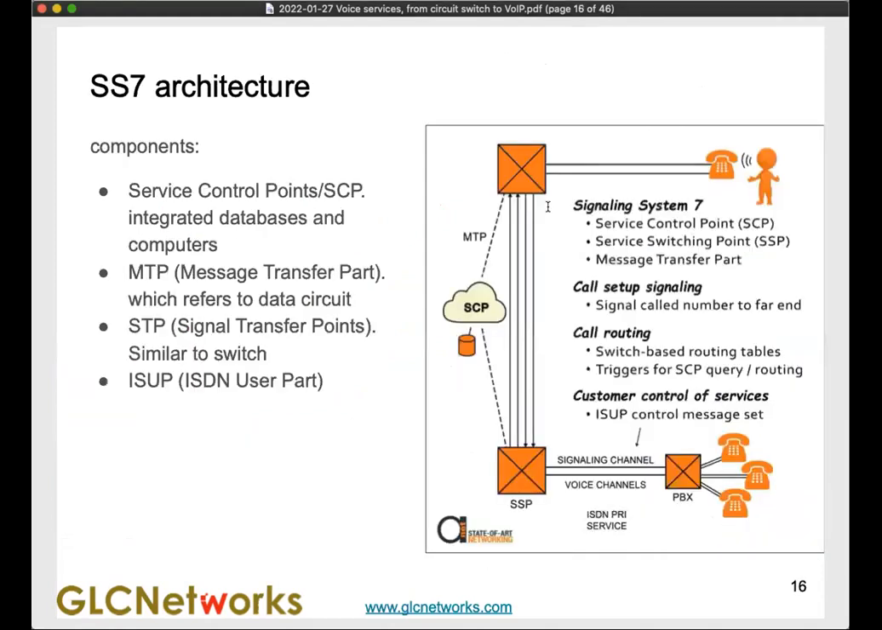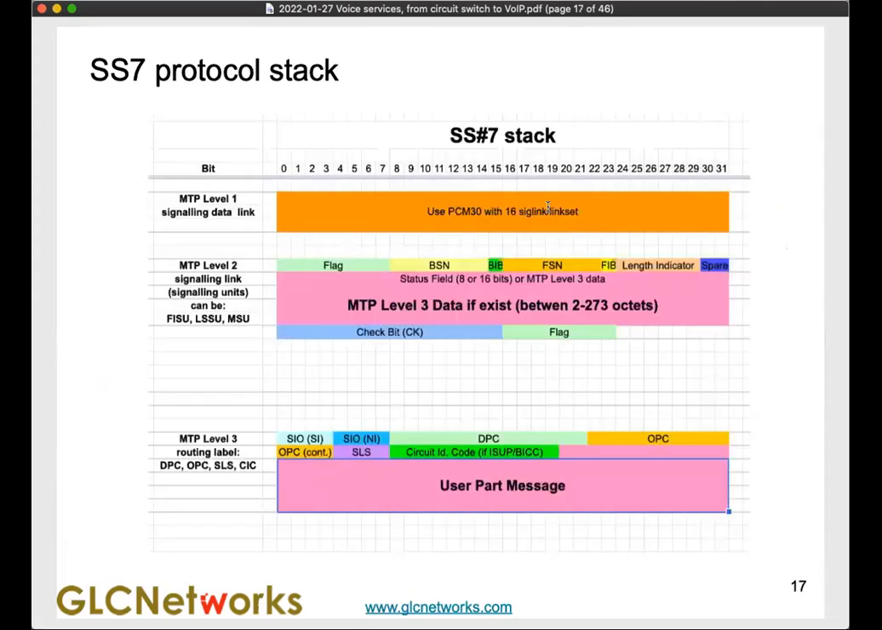This is how the SS7 architecture looks like. We have SCP, MTP, STP, ISUP, and so on. I'm not talking more about it here. I was working in a telecommunication vendor from Germany. But we're not talking deeper about SS7. So this is the SS7 stack: MTP level 1, 2, 3. We have OPC, DPC, whatever. If you're working in telecommunication as a core network engineer, you need to know about this one.